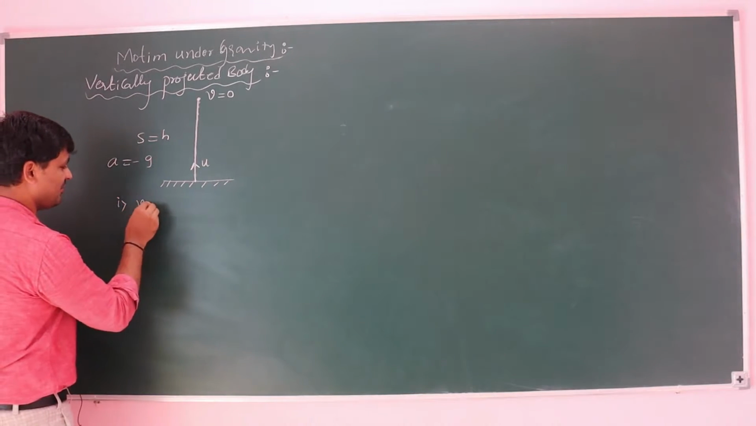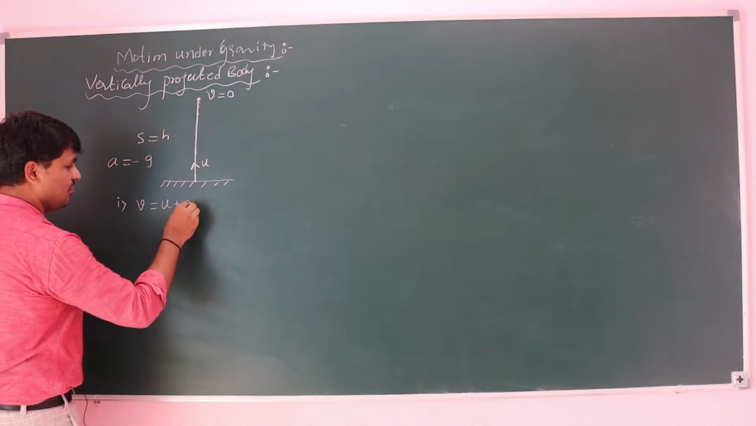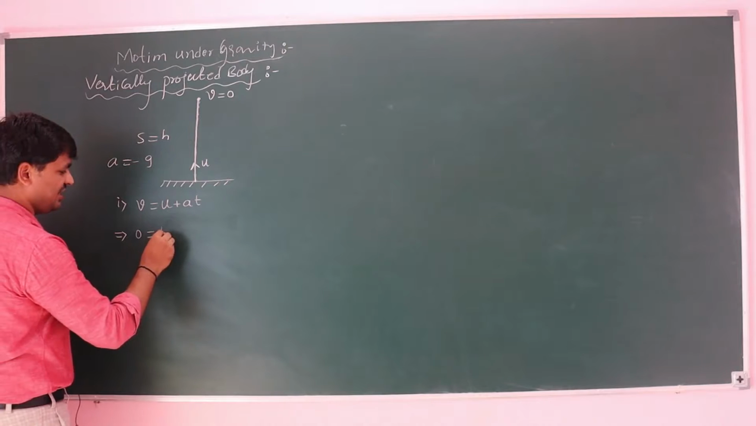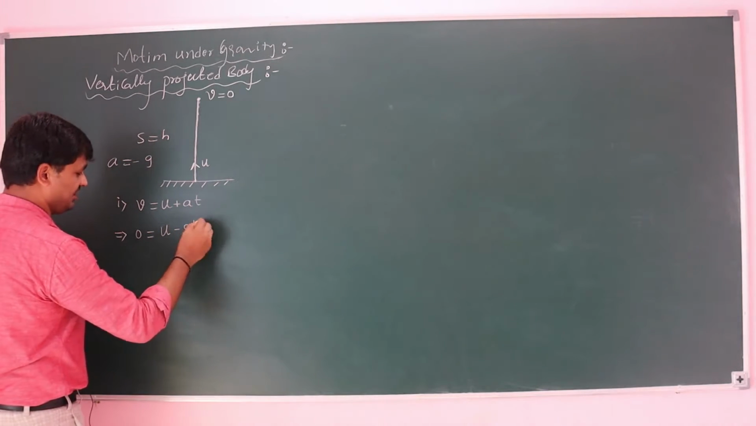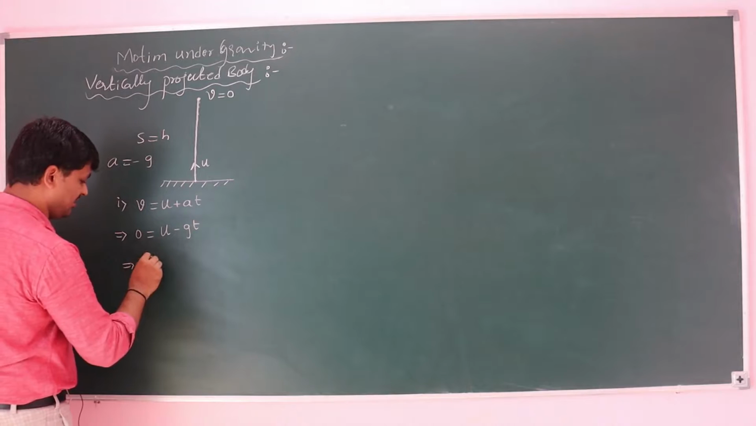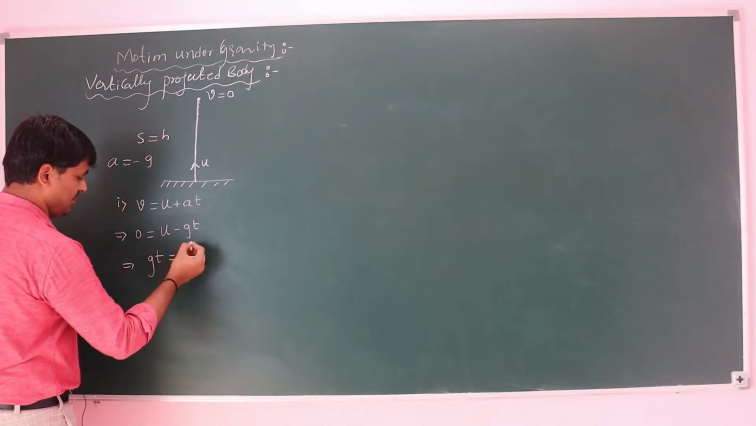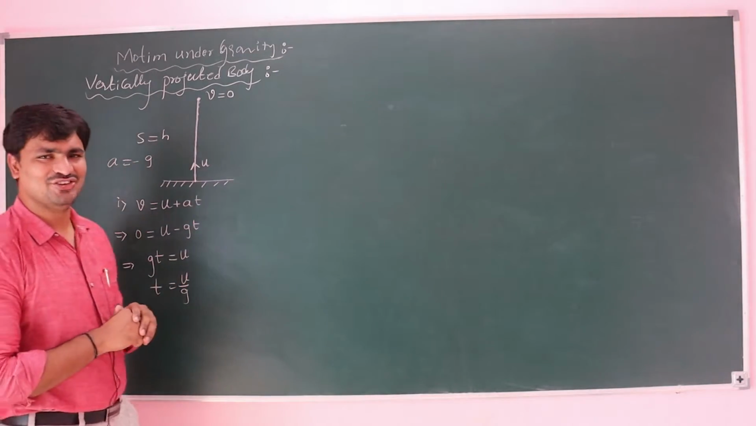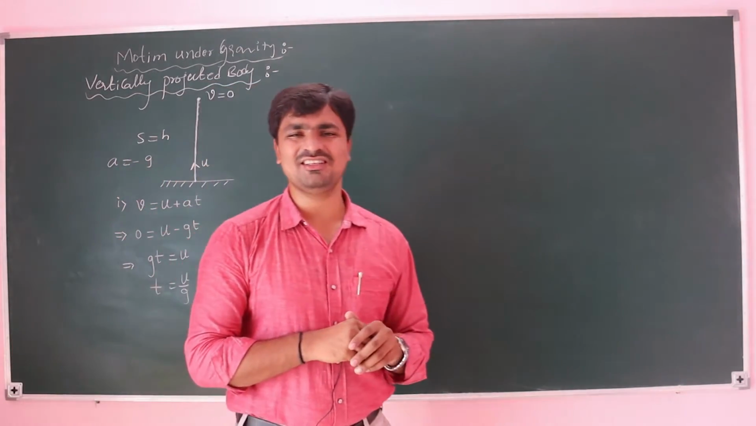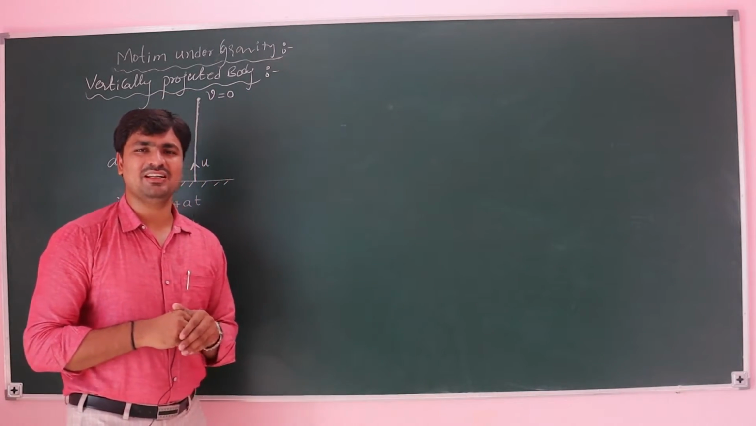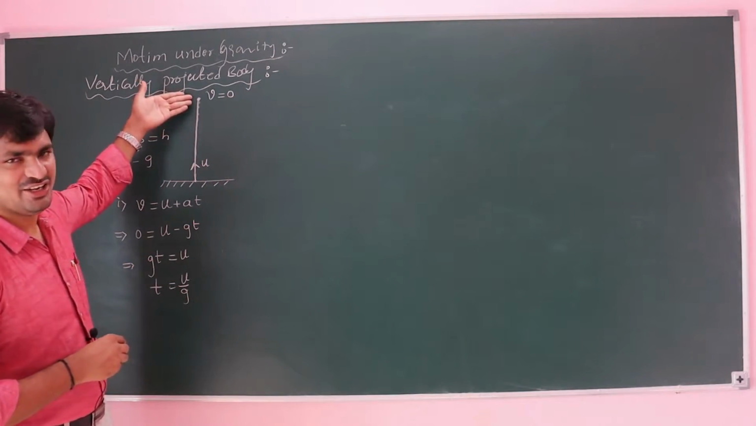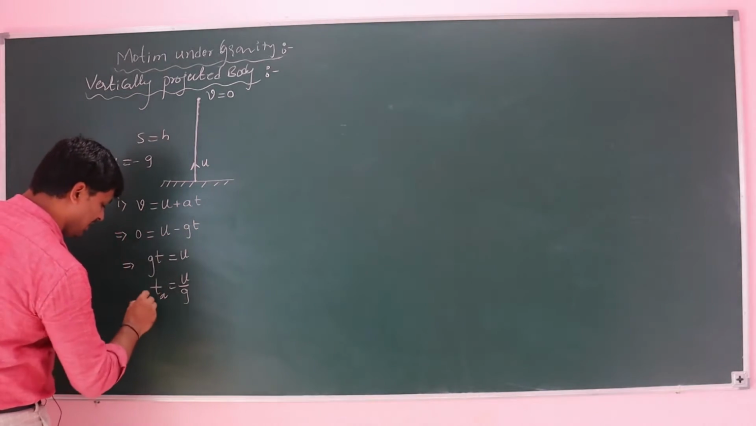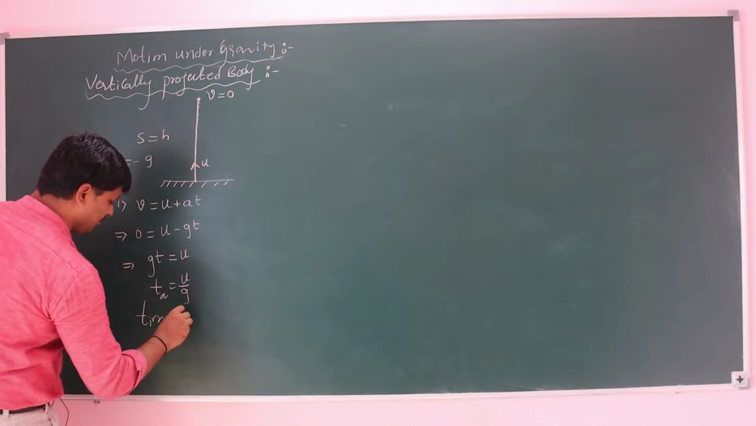What is the first equation of motion? v is equal to u plus at. So final velocity 0, initial velocity u, minus gt. Then gt is equal to u, so t is equal to u by g. Actually this time is the time taken by the body to reach the highest position. This is called the time of ascent.